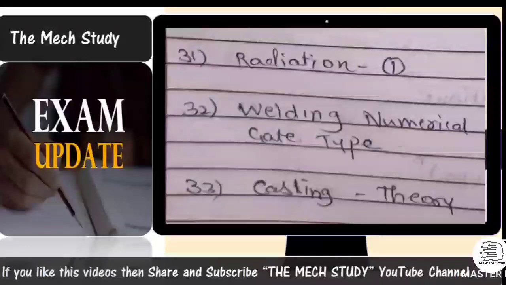Going with the next one, they will ask two questions. One question directly from the theory of radiation, and one question based on numerical. They will give some diagram, and you need to just solve. And the next question is coming from production, where you need to solve the welding numerical, which is direct forward if you have an idea about the GATE examination.